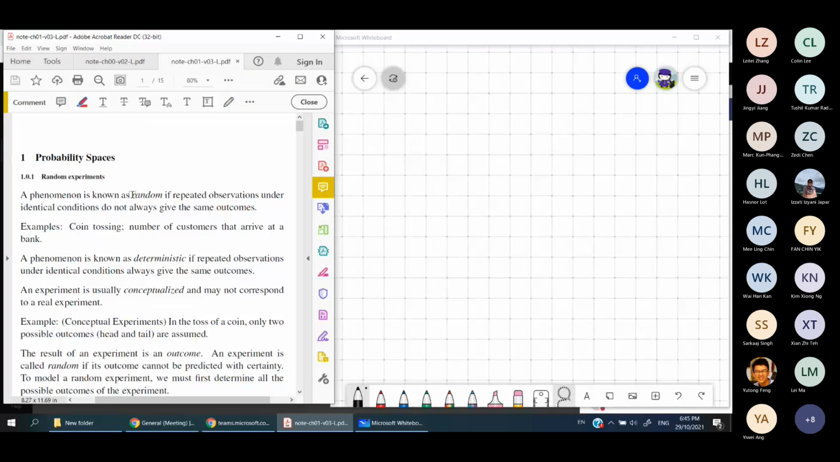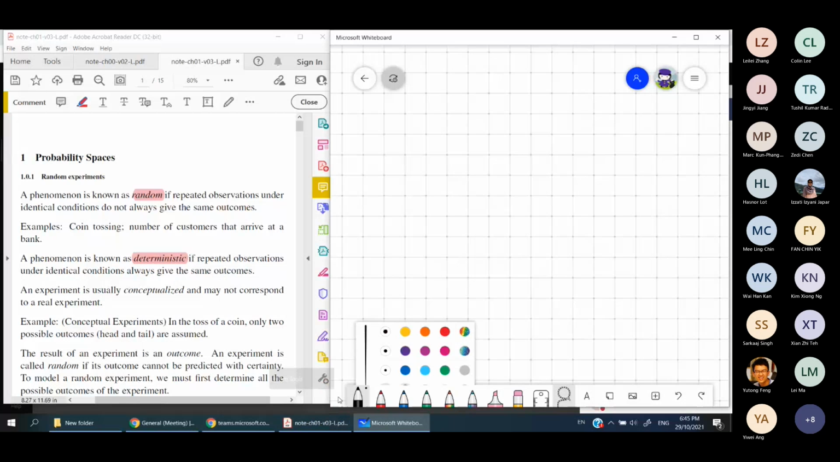First thing first, I believe you know what is meant by random, right? Random, in a way, is something that's uncertain. We cannot say for sure what is going to happen. And I believe you also know the meaning of deterministic. Deterministic is something that for sure will happen.